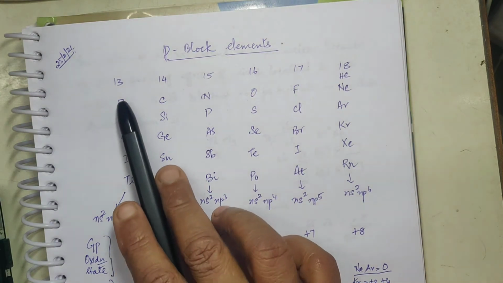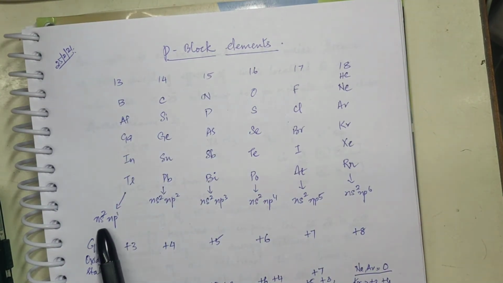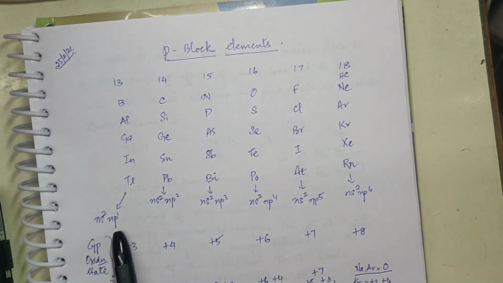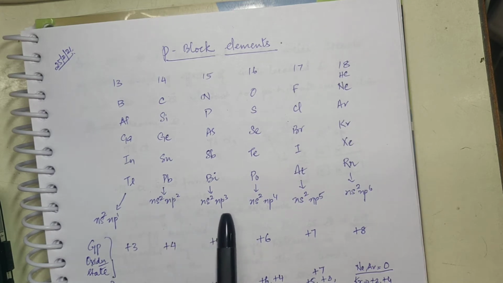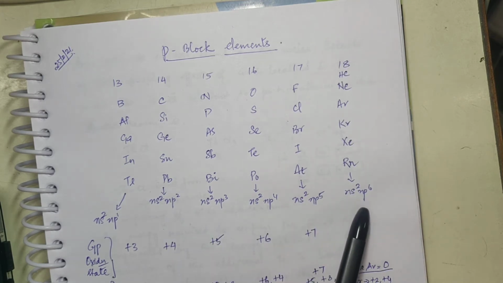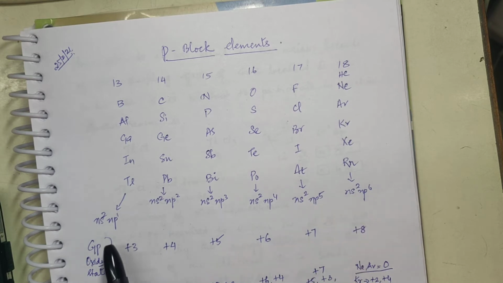Like in the case of the 13th group, the general electronic configuration is ns2 np1. That means one electron in the p orbital. Then in the 14th group, one more electron is added, so it is np2. Then np3, np4, np5, np6. Because of this, they are all called P block elements.